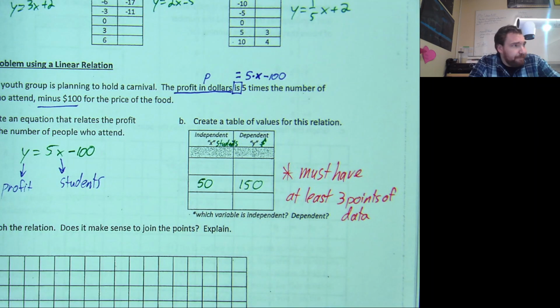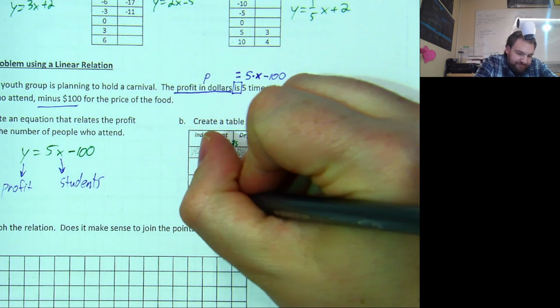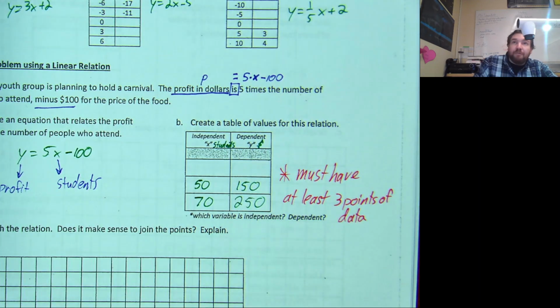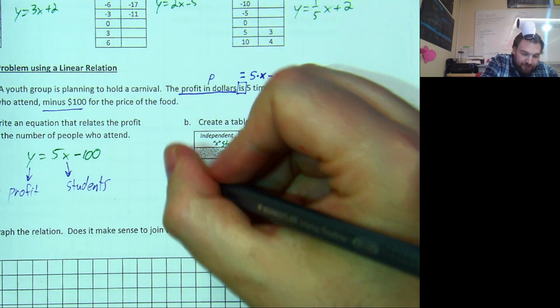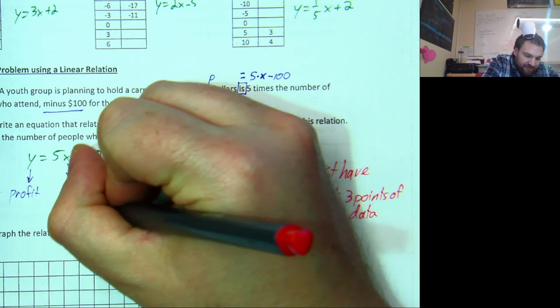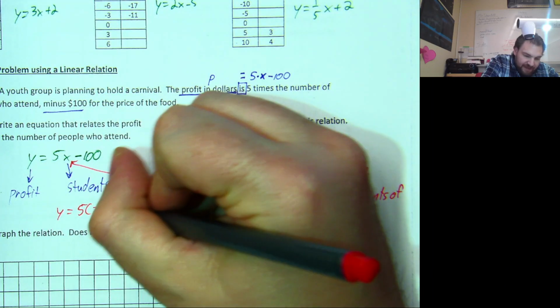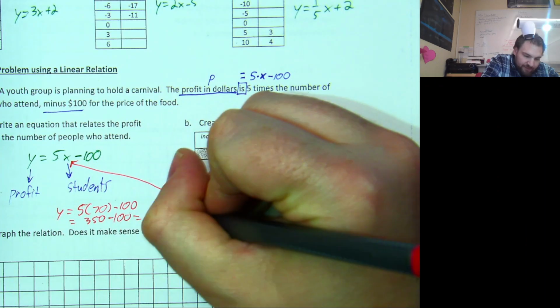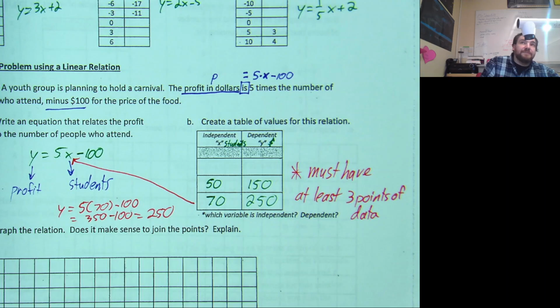So, give me another value. 70? Sure, why not? So, if the number of students is 70, what's my profit going to be? 250, good. Because remember, if we have forgotten what I'm doing here, I'm taking this value and putting it in for the number of students in my equation and solving it. So it's going to be y equals 5 times 70 minus 100. 5 times 70 is 350 minus 100 equals 250, if we're forgetting where that comes from.